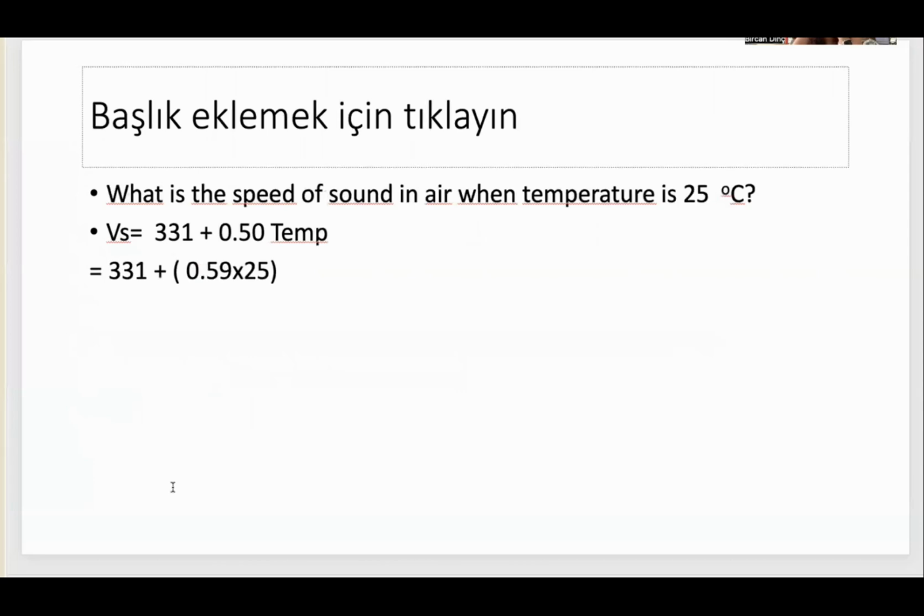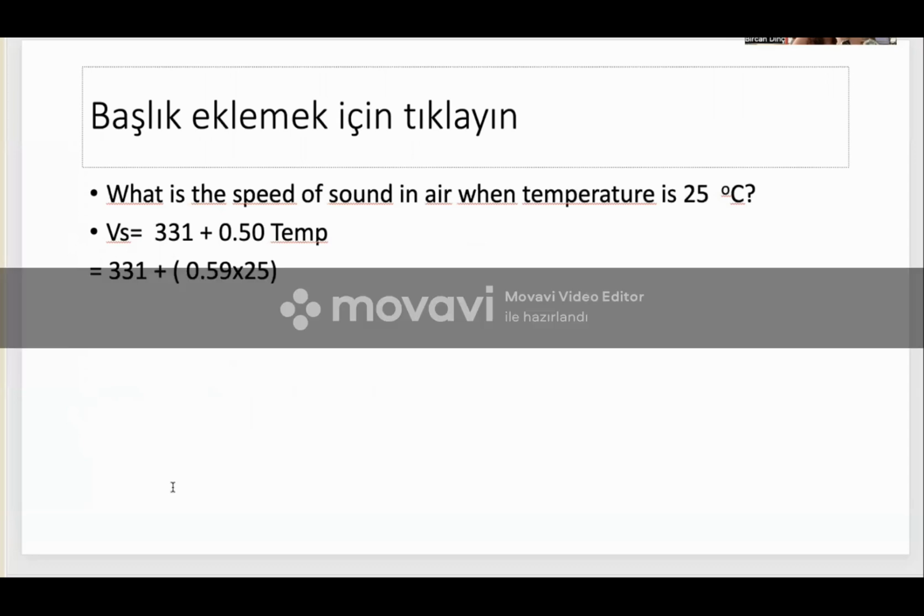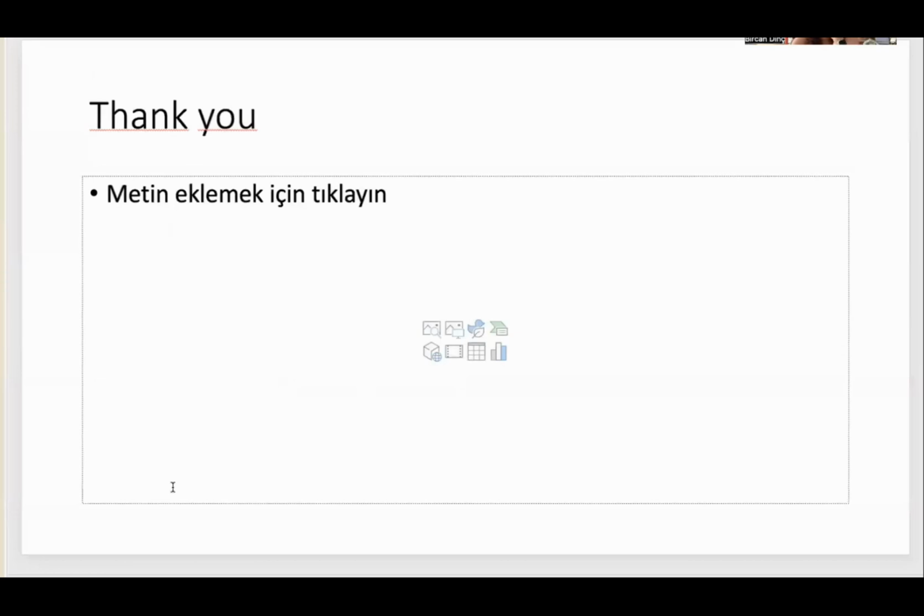Okay, so there is a simple calculation here. What is the speed of sound in air when the temperature is 25 Celsius degree? This is the formula that shows you how you can calculate the change in velocity. Yes, that's all for the speed of sound experiment that we will perform in this course.